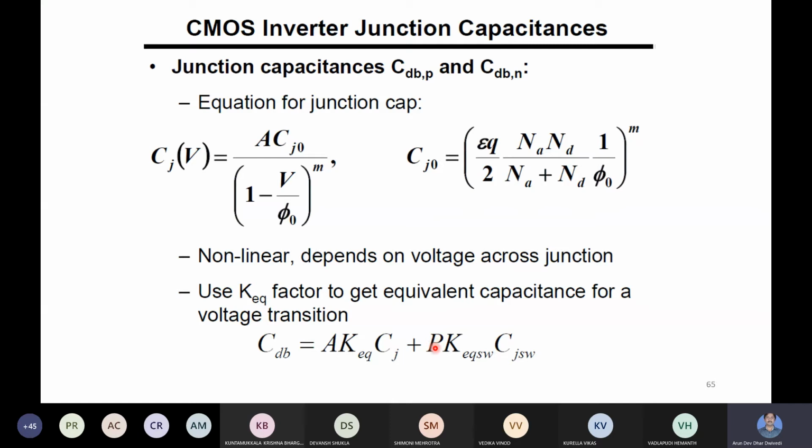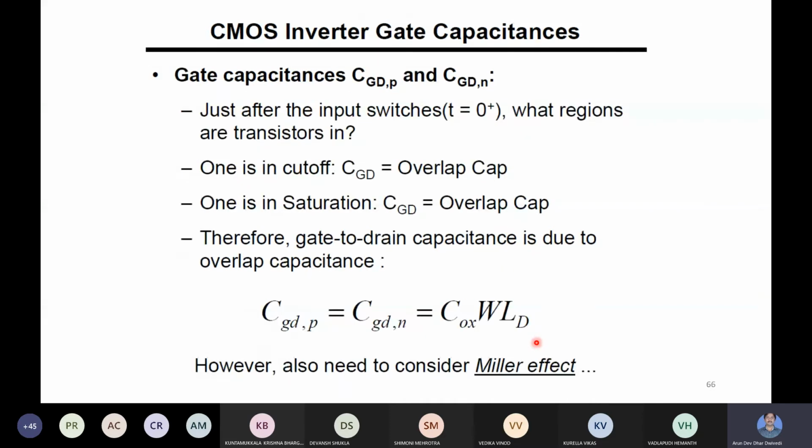Sometimes all 4 arms of the drain or source region are considered as the perimeter. You find that and then add it. So perimeter times K of the side wall times CJSW, the side wall capacitance per unit length, and this CJ is the bottom junction capacitance per unit area. So these are the things which are considered.